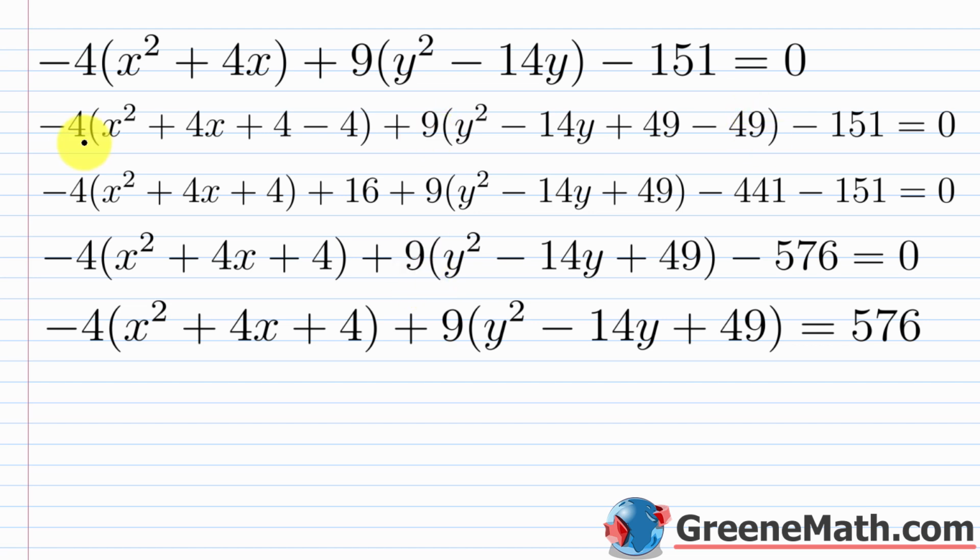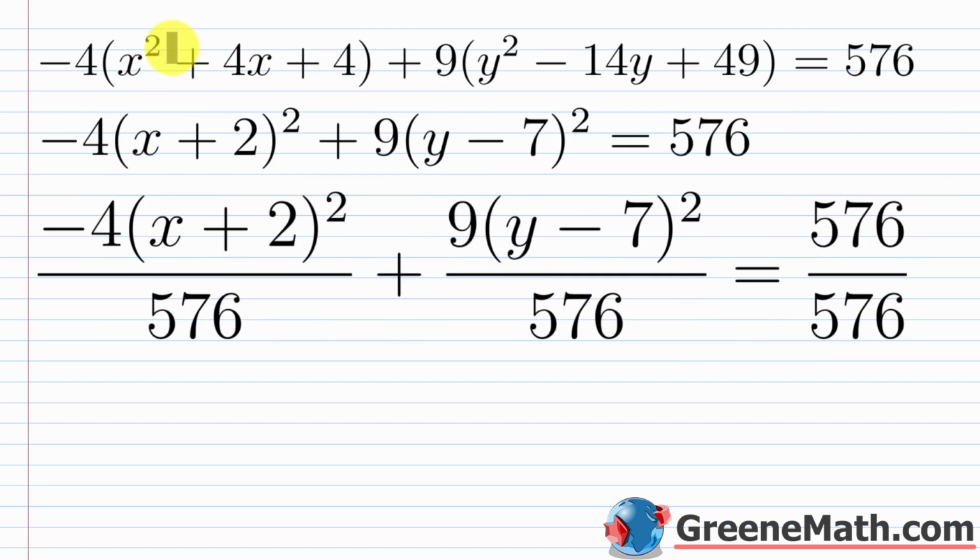So the way you're going to do this is you're going to say negative 4 times negative 4 is positive 16. That's where that's coming from. And then 9 times negative 49 is negative 441. Add 16, negative 441, and negative 151, and that's going to give you negative 576. So that gives you that form right there. Add 576 to both sides, and you have this right here. And then we're just going to factor. So x squared plus 4x plus 4, this factors into x plus 2 quantity squared.